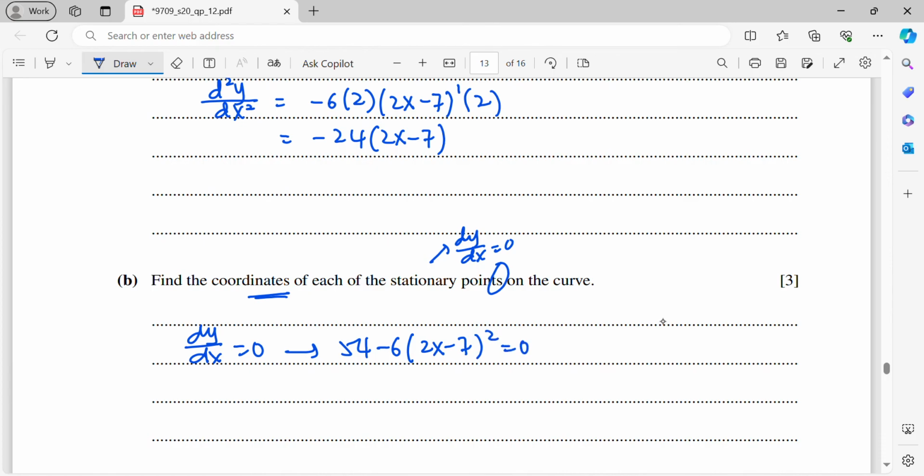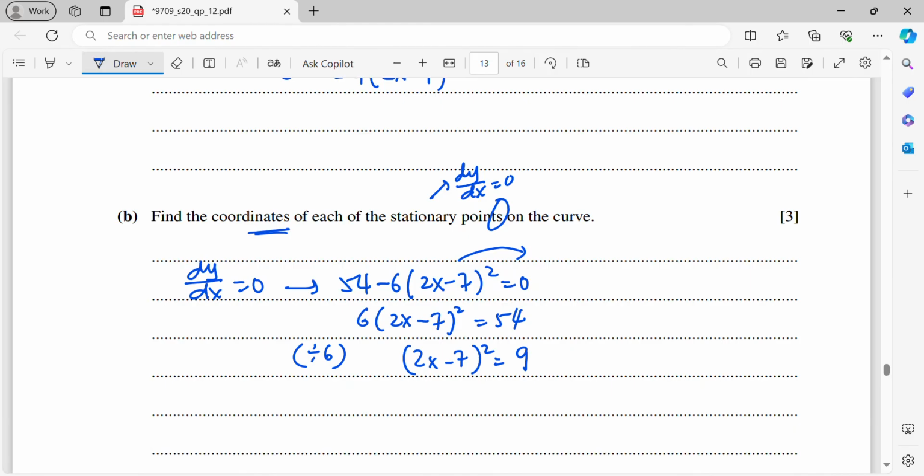Now, to simplify this, I will just move this term to the other side and divide the whole equation by 6. I don't want to do expansion. So I'll get (2x minus 7) squared equals 9. Then, to eliminate the square, it will be plus or minus the square root of 9. This is plus or minus 3.